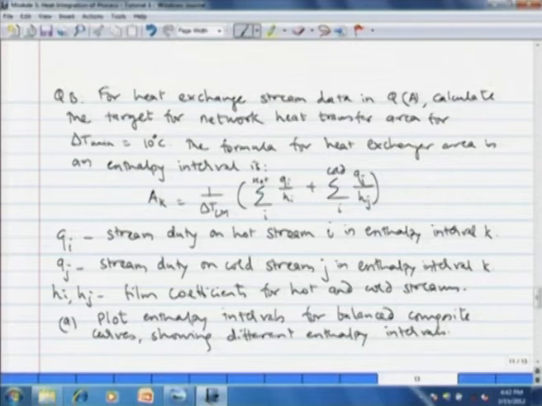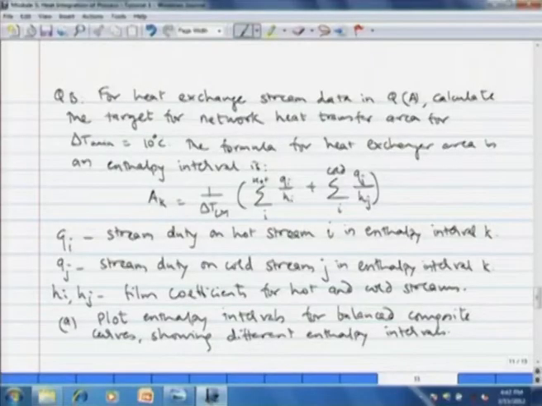The next question is on enthalpy intervals. The problem statement appears on your screen. For the heat exchange stream data, same as the previous question, calculate the target for network heat transfer area for delta T minimum equal to 10 degrees centigrade. We have earlier done the calculation for determination of QH min and QC min for delta T min equal to 10 degrees centigrade, so we make use of that answer for this question.